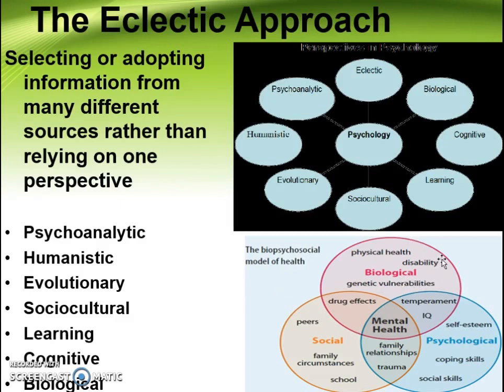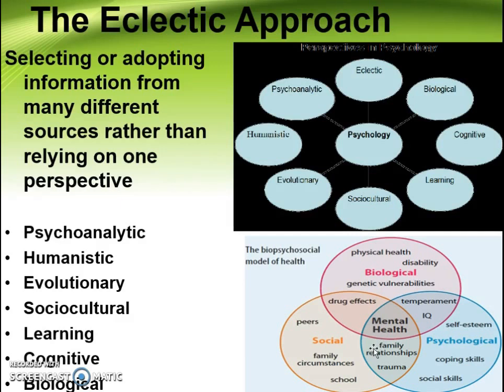Perhaps they draw from the biological. Maybe there are some physical problems going on, some drug effects. Maybe there are some behavior issues that affect their self-esteem, psychological, coping, and social. Maybe the social is affecting the mental or biological, with their peers, maybe there are family circumstances. There are many things going on with an individual that affect their psychological health.